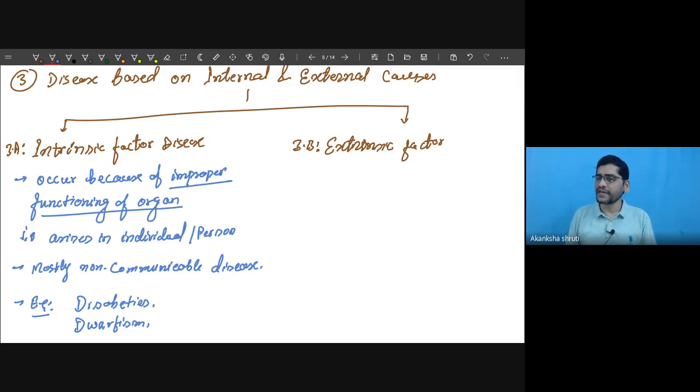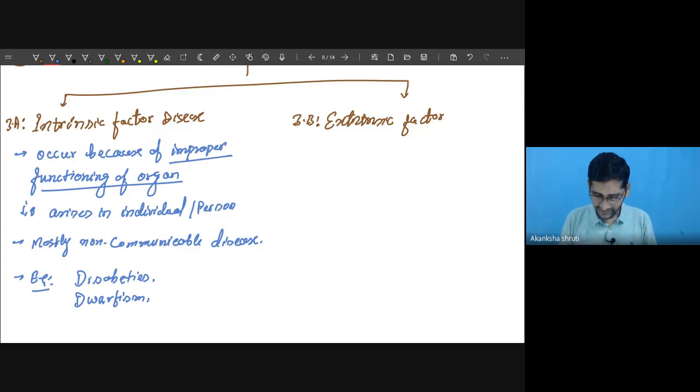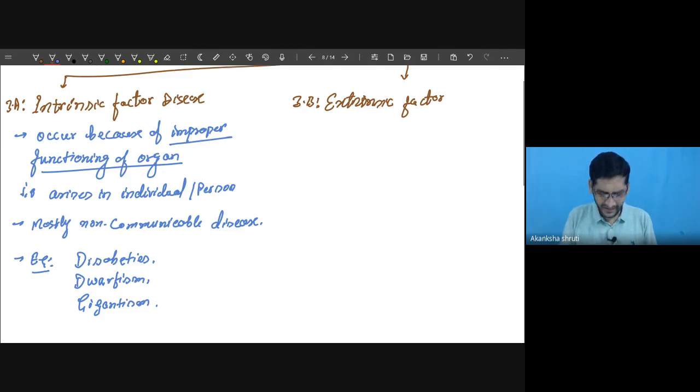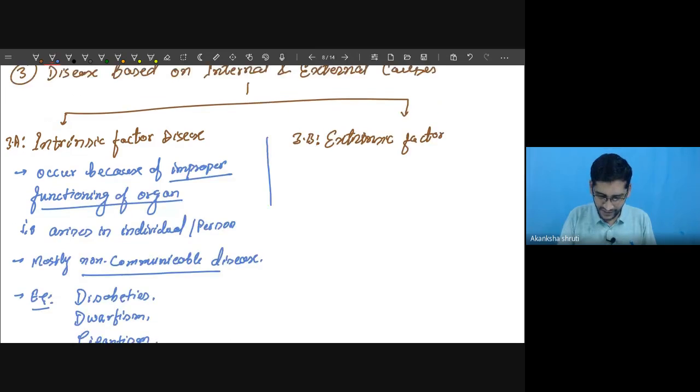Some persons become of abnormal height, more than 6.5 feet or even more than 7 feet. They are called gigantism or gigantic. So that is also because of some disease. Other than that, the color blindness that we have written earlier. So all those non-communicable diseases are also examples of this. This way you can remember.